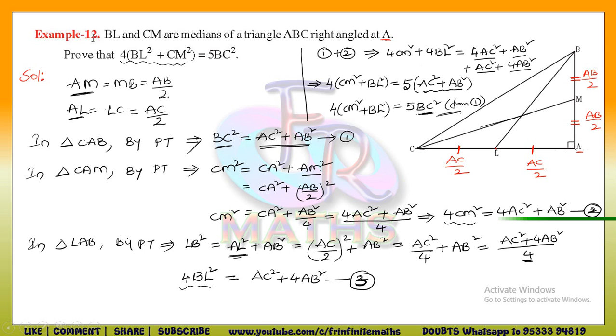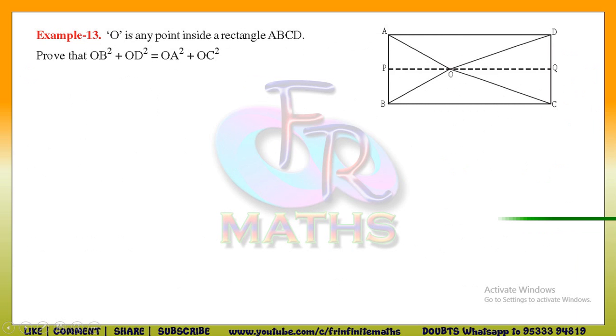Next, moving on to one more question, example number 13. What is given: O is any point inside a rectangle ABCD, then prove that OB square plus OD square is equal to OA square plus OC square. So this is the given question. To prove this, we have considered a rectangle ABCD and O is any point inside the rectangle. After that, we have joined OA, OB, OC and OD.